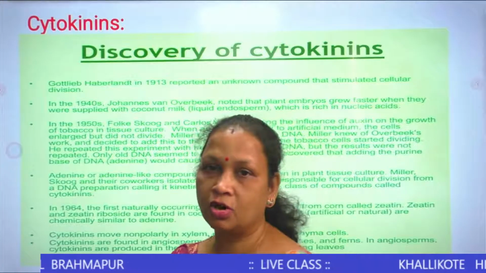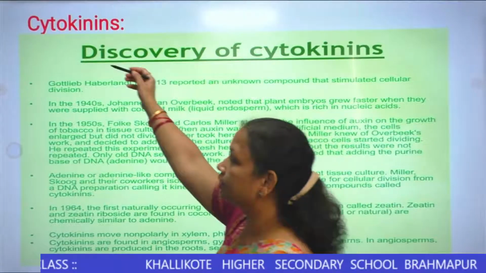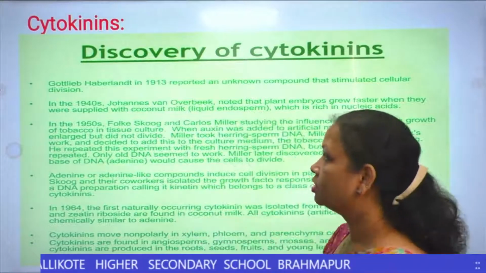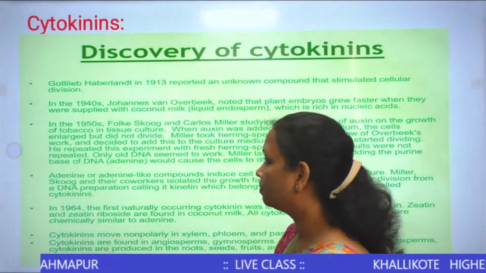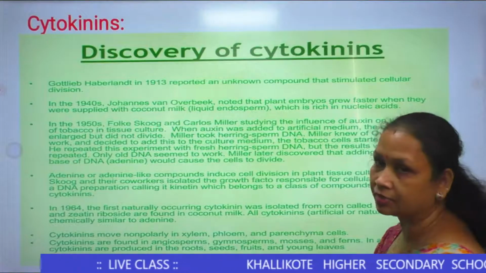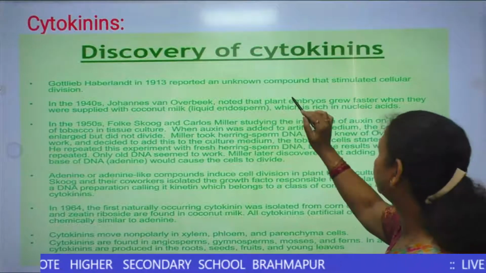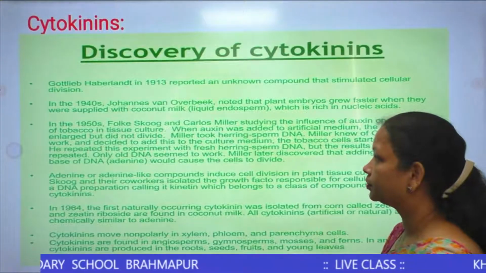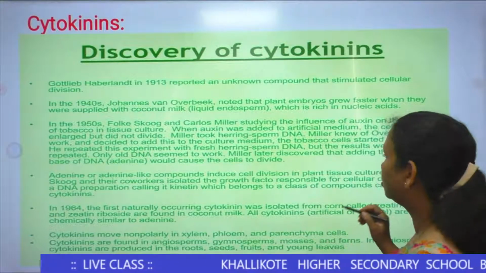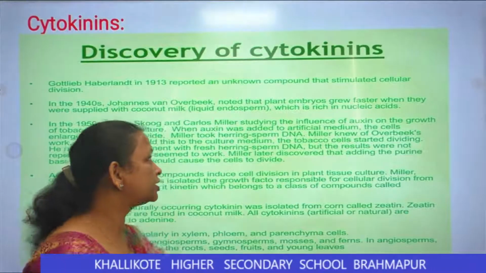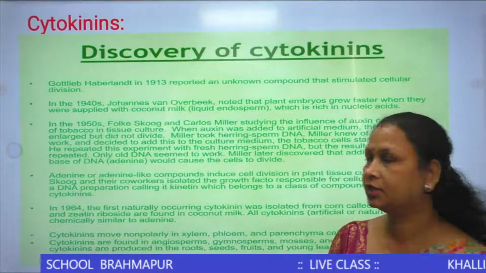Today let us discuss the next hormone, the cytokinins. What are cytokinins? As the name indicates, cyto is cell, and kinins is kinesis or division. These are hormones that induce much of the cell division in the plant body. Coming to the discovery of cytokinin, Haberlandt in 1913 first reported unknown compounds that stimulate cellular division. Overbeek in the 1940s noted that plant embryos grew much faster when the medium was rich in nucleic acid, or coconut milk, which is rich in nucleic acid and helps in the division of the cell.